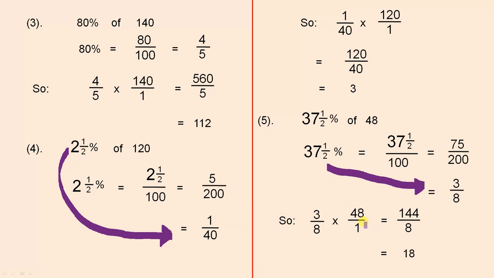So it's 3 over 8 times 48 over 1. 3 times 48 is 144. 8 ones are 8. 144 divided by 8 is 18. So 37.5% of 48 is 18.